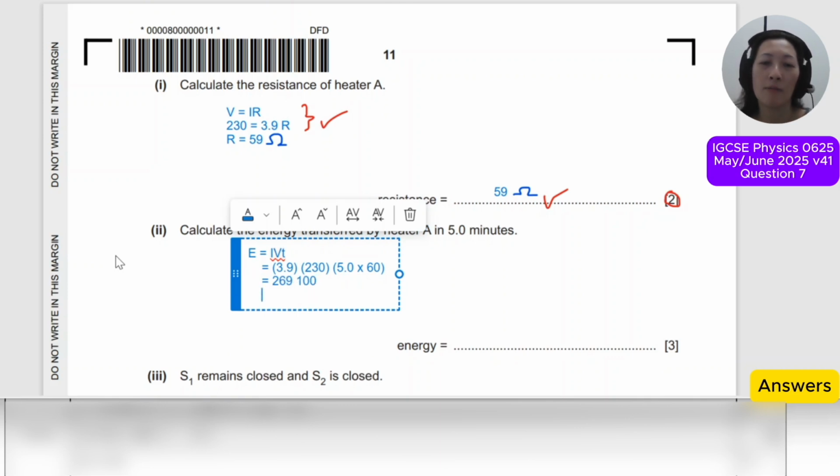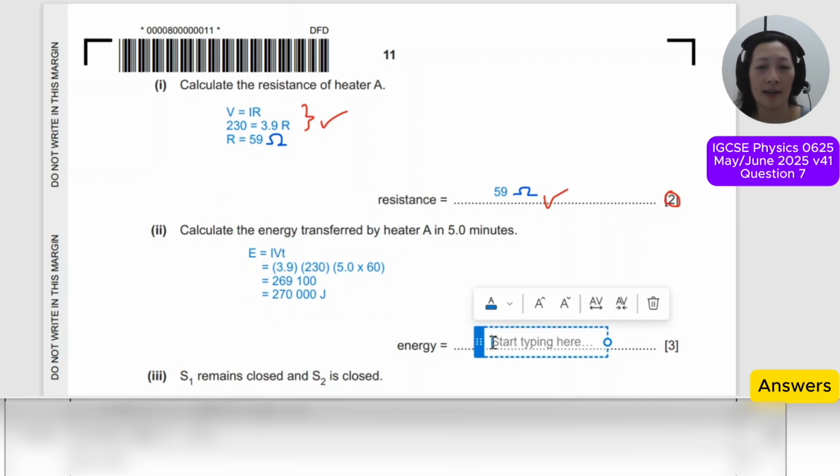269,100 joules. But remember that for IGCSE, we prefer to write to 2 significant figures only. So I'm going to round this out to 270,000 joules. That's the answer we can write in the space provided over here.